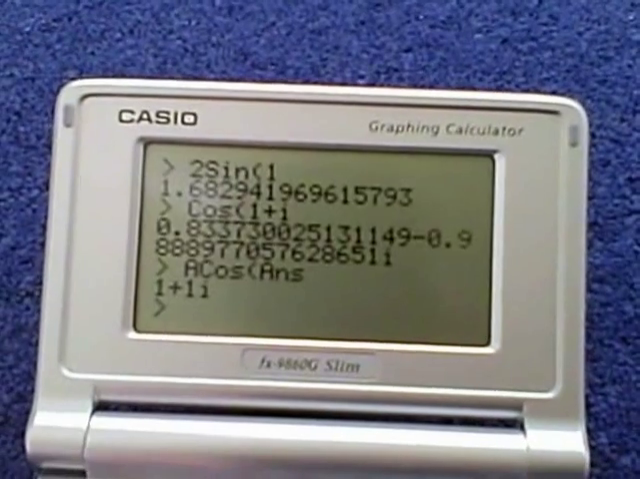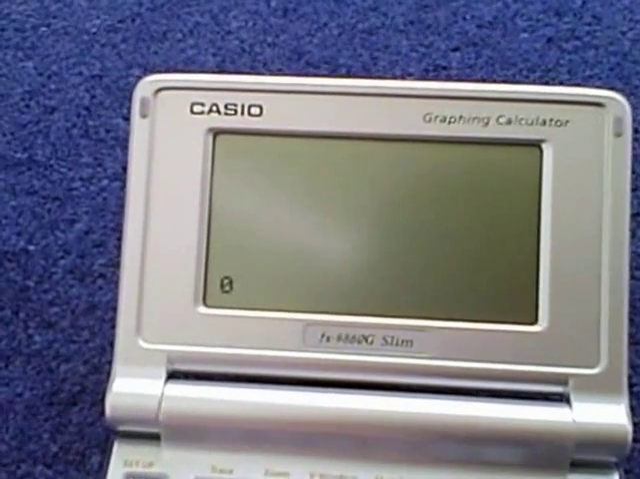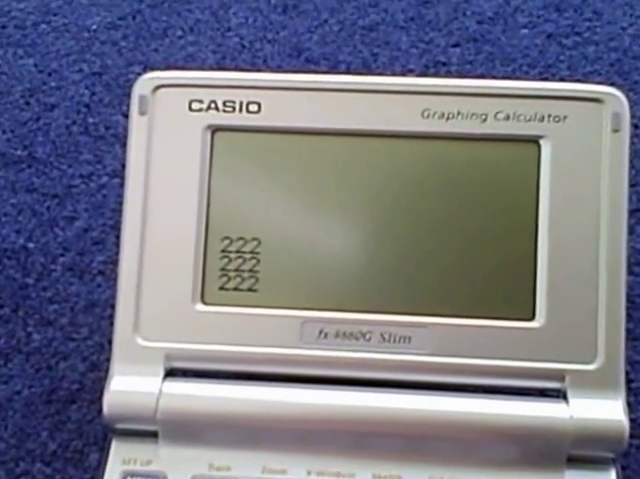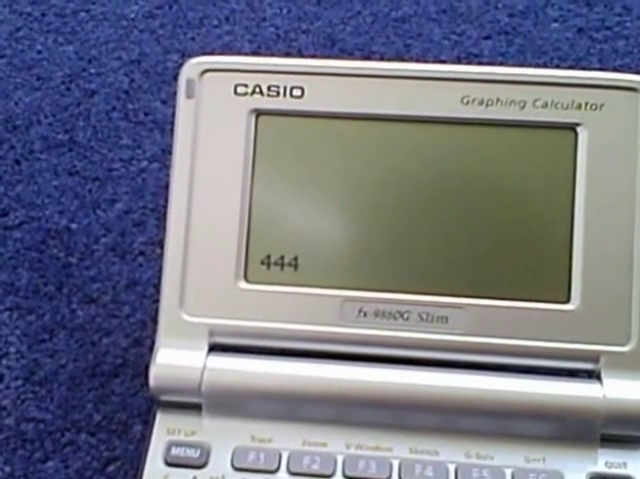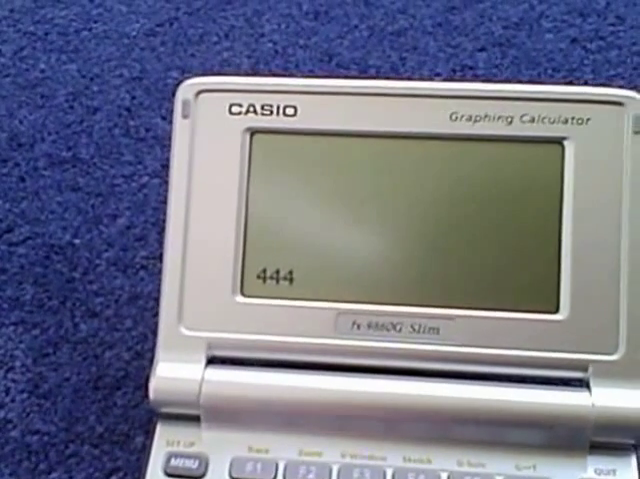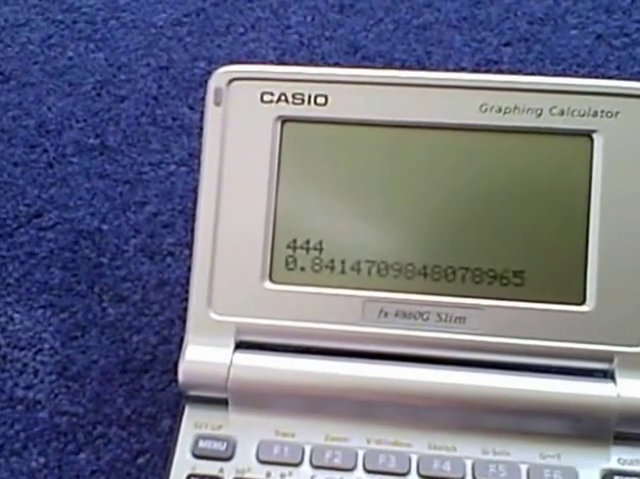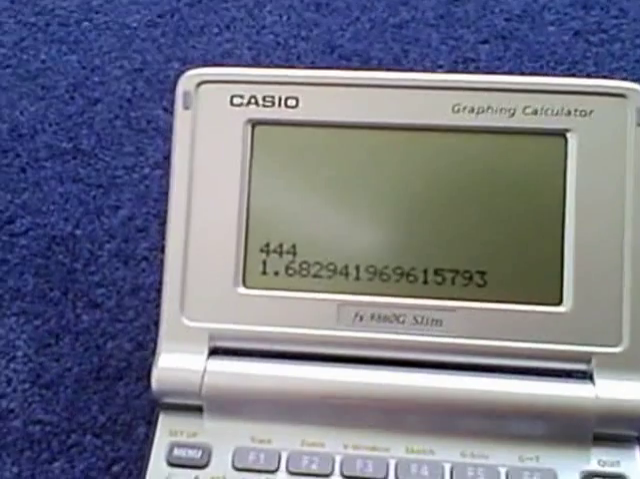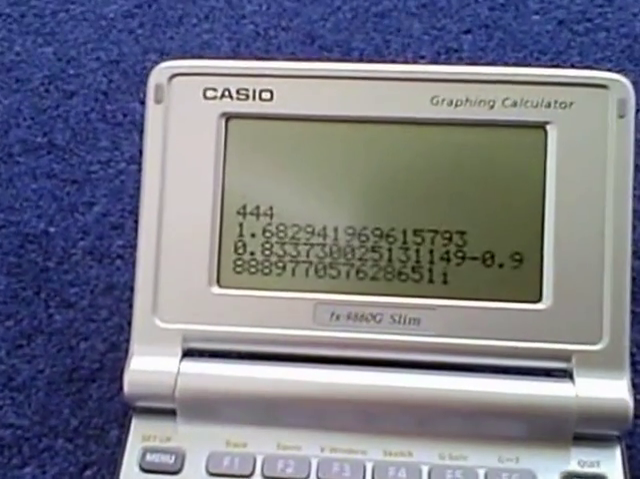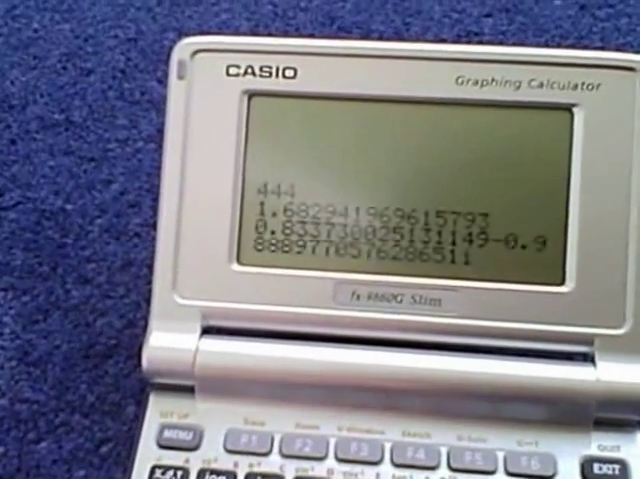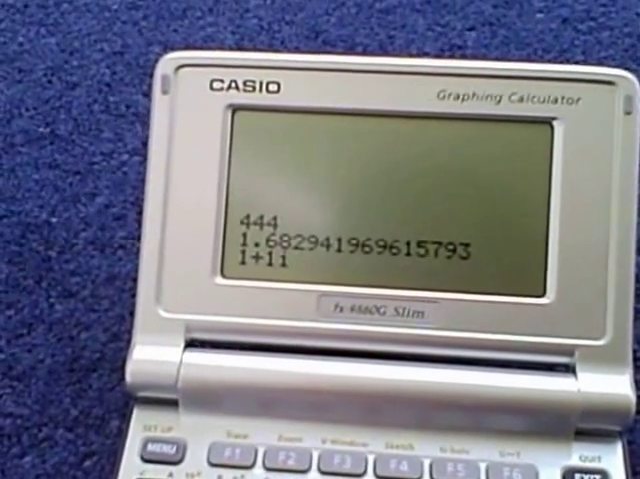Also, we have an RPN mode. In RPN mode, each line is one level of stack. We have 8 lines, we have 8 levels of stack. Let's do those two calculations again in RPN. 1 sine 2 times. 1 enter, i plus cos. Arc cos. Back to 1 plus i.